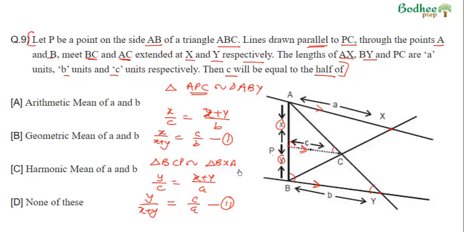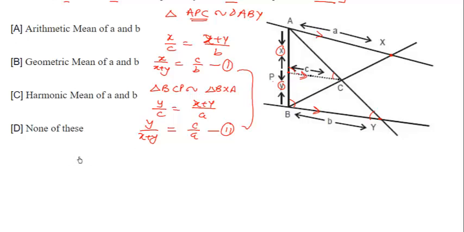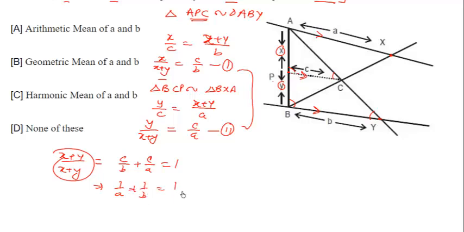Now what I'm doing is adding equation number 1 and 2, so that in the numerator I'll be getting both X and Y. So clearly on adding this and this, I'll be getting X plus Y over X plus Y, and this is equal to C by B plus C by A. This is clearly equal to 1, right? Or we can say that 1 by A plus 1 by B is equal to 1 by C, or C is nothing but AB over A plus B. If we simplify it, we'll be getting this.